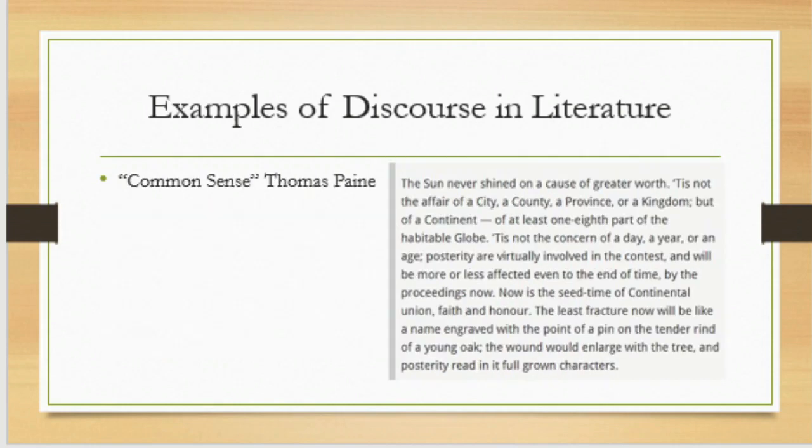Next example is Common Sense from Thomas Paine. I'll just read this for you guys.